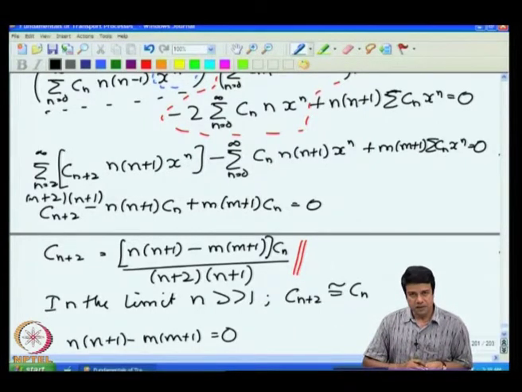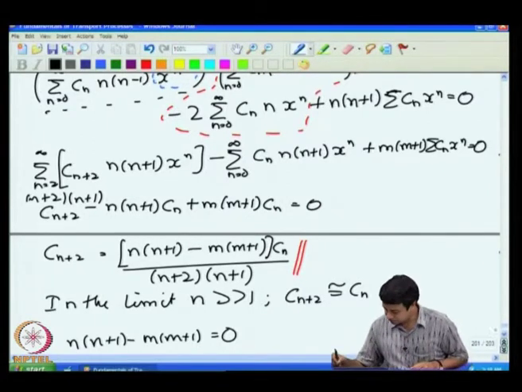The only way the series will converge is if Cn plus 2 turns out to be equal to 0 for some particular value of n. Once Cn plus 2 is equal to 0, then all higher terms in the series, all odd or even terms in the series, become 0, and you end up with a finite series in that case.